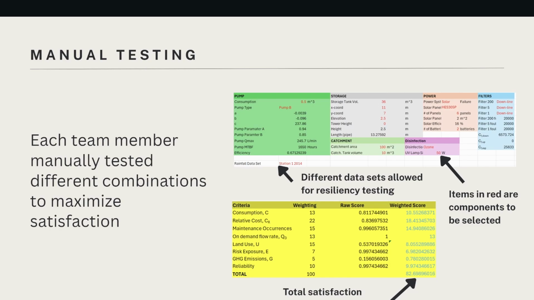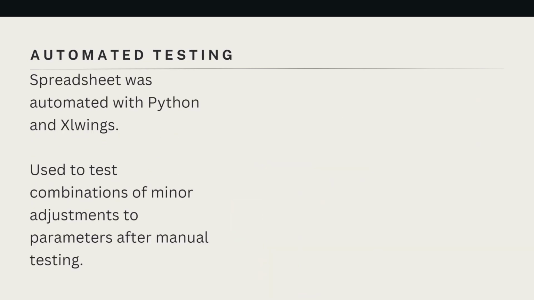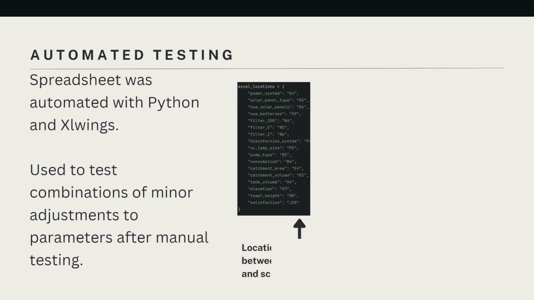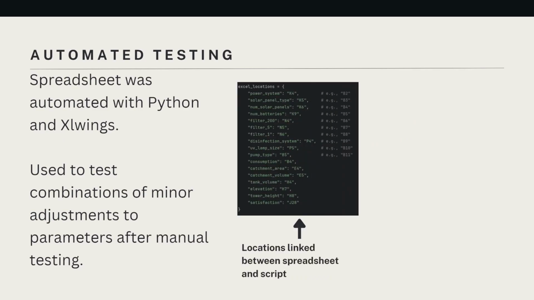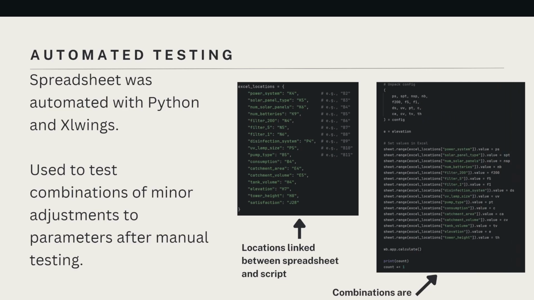To avoid fixation, our approach consisted of each team member individually testing different parameters to find the highest satisfaction. While we were doing this, we also tested our results with different rainfall data sets, which you will see in more detail later. After we did manual testing, we found some parameters that simply did not perform as well as others. For instance, chlorine was simply not viable according to our tests. After narrowing down our options, we developed an automated system with Python which tested different combinations to maximize satisfaction.